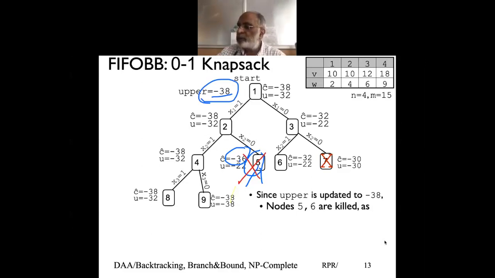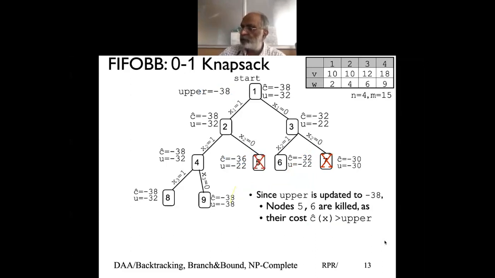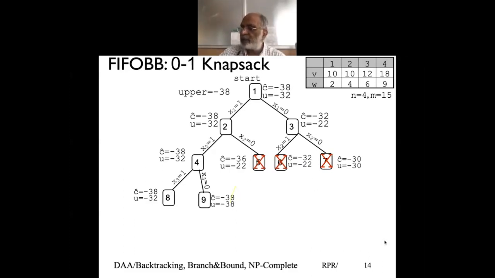Node 6. If I explore this, I'll get my cost of minus 32, but I already have a solution which gives me minus 38, so we kill this node as well. That means my Q, which had 5 and 6, now contains only 8 and 9. And that is what we'll explore further. So we kill 5 and 6, because their cost is more than the upper, and then my Q is 8 and 9. 8 was added first, so we explore 8 first, meaning I'll get node 10 and 11.